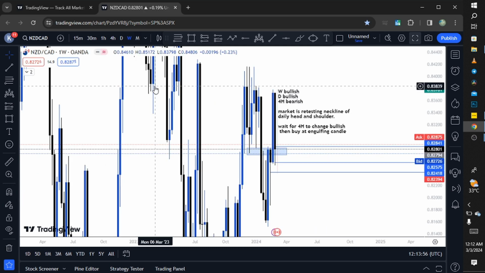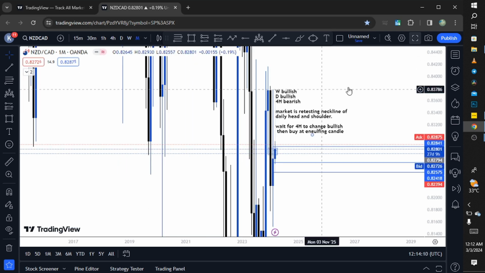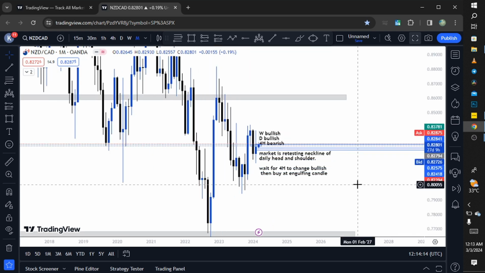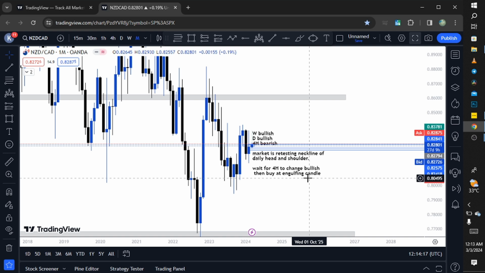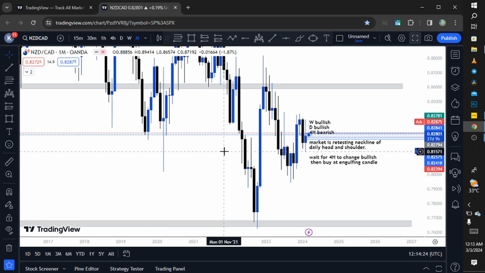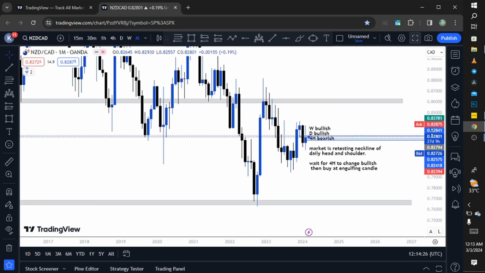Actually, we can go to the monthly and see what has happened, since today is the 2nd of March as I'm recording this video. So let's go to the monthly. The month of February has ended. Let's look at what has happened on the monthly, just to see how the candle has closed. As you can see, we have a bearish candle formed on the monthly.